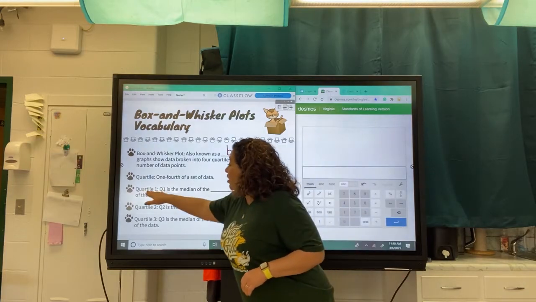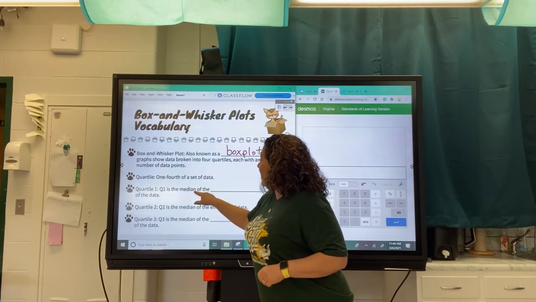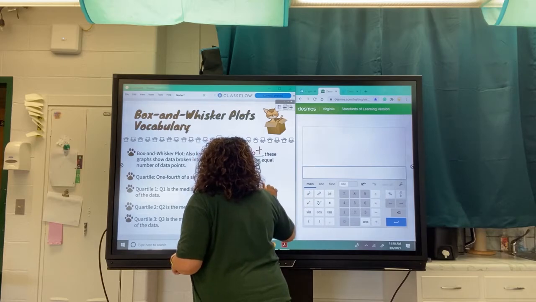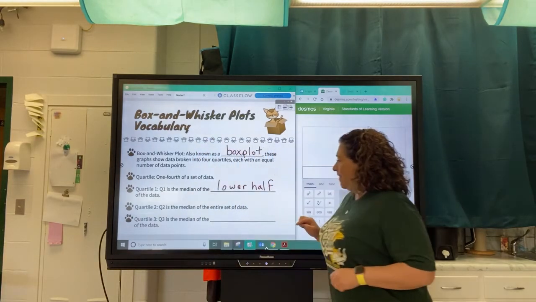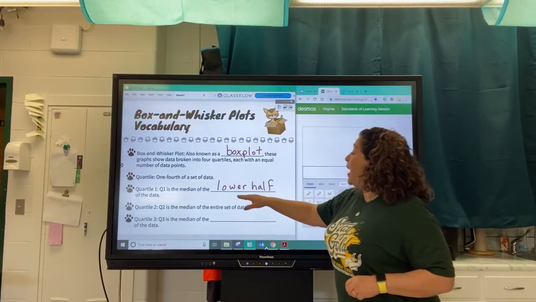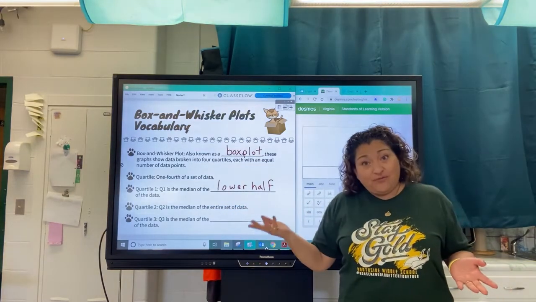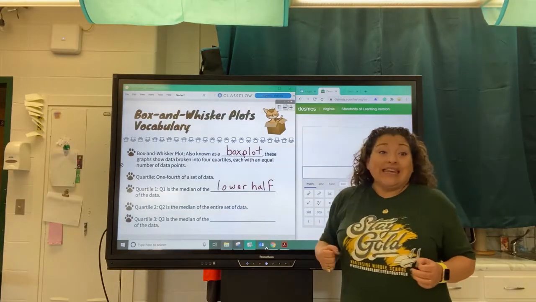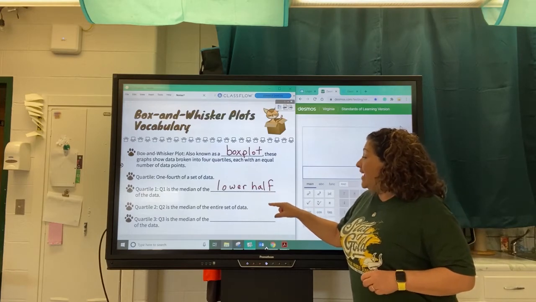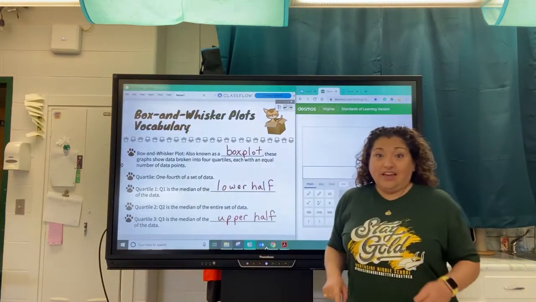Then we have quartile 1, which is abbreviated Q1, is the median of the lower half of the data, okay? Then we're going to be talking about quartile 2. Q2 is the median of the entire set of data. And if you remember, we learned how to find median just a little bit ago. Now we've got quartile 3. Q3 is the median of the upper half of the data.